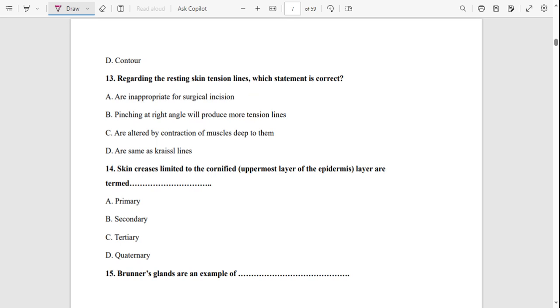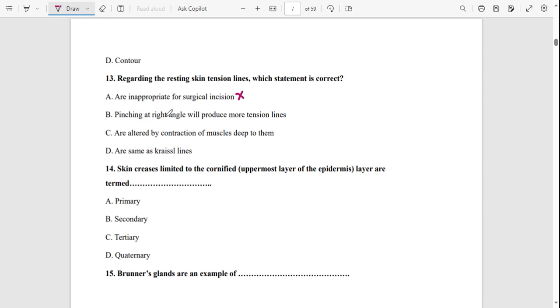Regarding the resting skin tension lines, which statement is correct? Are inappropriate for surgical incision. This is not true. These tension lines are very much appropriate. For example, in the abdomen, you'll see that lines go like this. So when you want to make an incision in the abdomen, you are going to cut parallel to this, because if you cut like this, it will be very hard for it to heal. So they are very necessary.